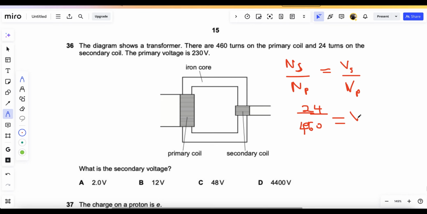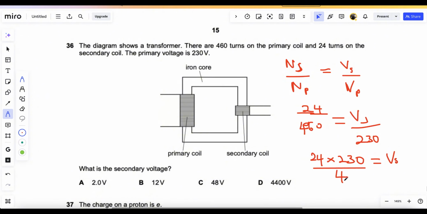So you are making VS the subject. VS over the primary voltage, which is 230. Put 230 here. So you cross multiply and you get your answer. We cross multiply, we get 24 times 230. That will be equal to your VS times 460. So I can just go ahead and divide by my 460.